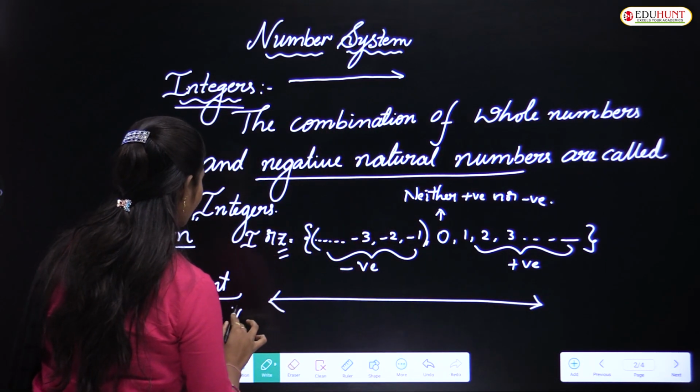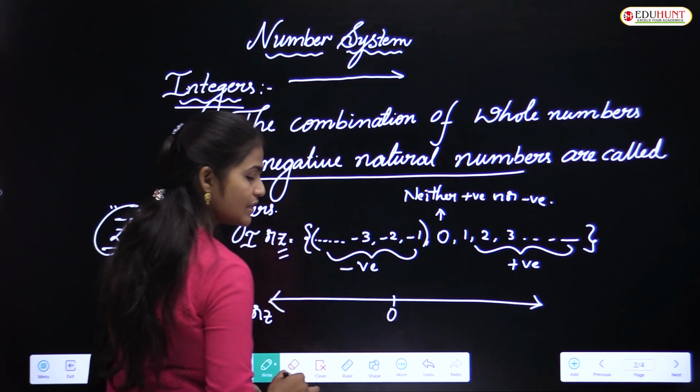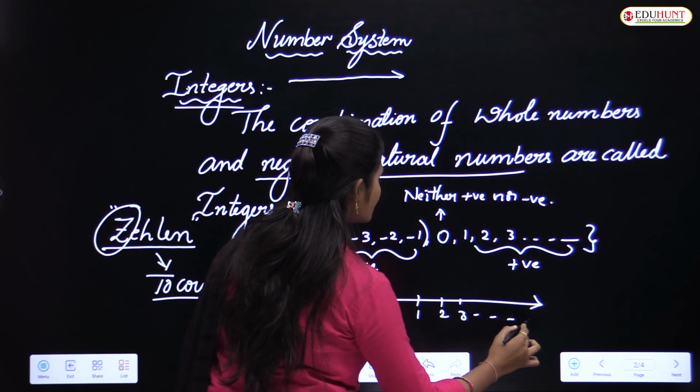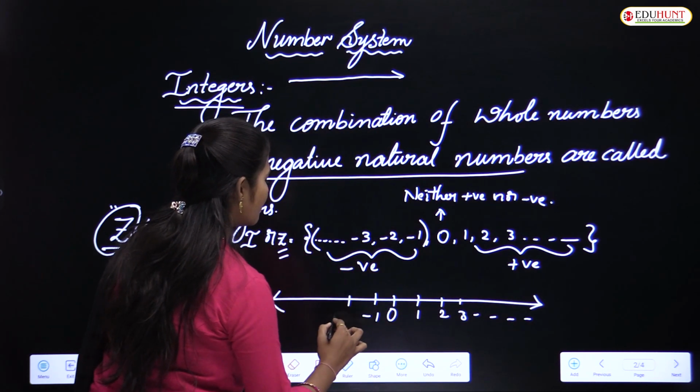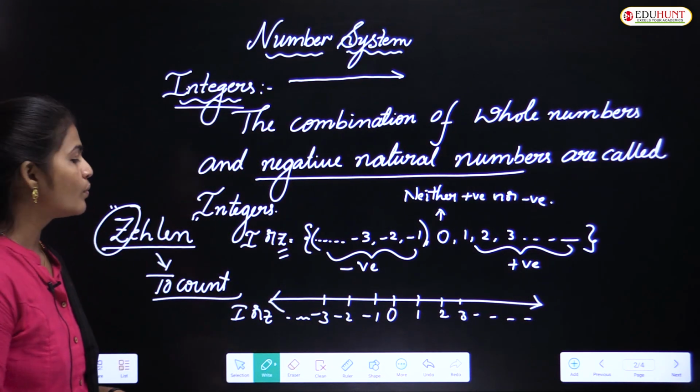Okay, the number line for integers, I or Z. Here in the middle we have 0, and this is 1, 2, 3 and so on. Here -1, -2, -3 and so on. Is it clear?